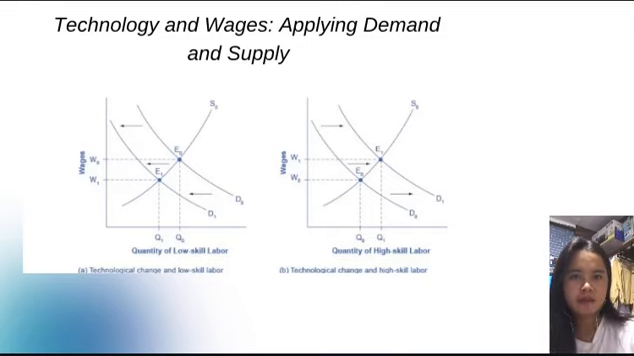Technology and wages, applying demand and supply. A. The demand for low-skilled labor shifts to the left when technology can do the job previously done by these workers. B. New technologies can also increase the demand for high-skilled labor in fields such as information technology and networking.